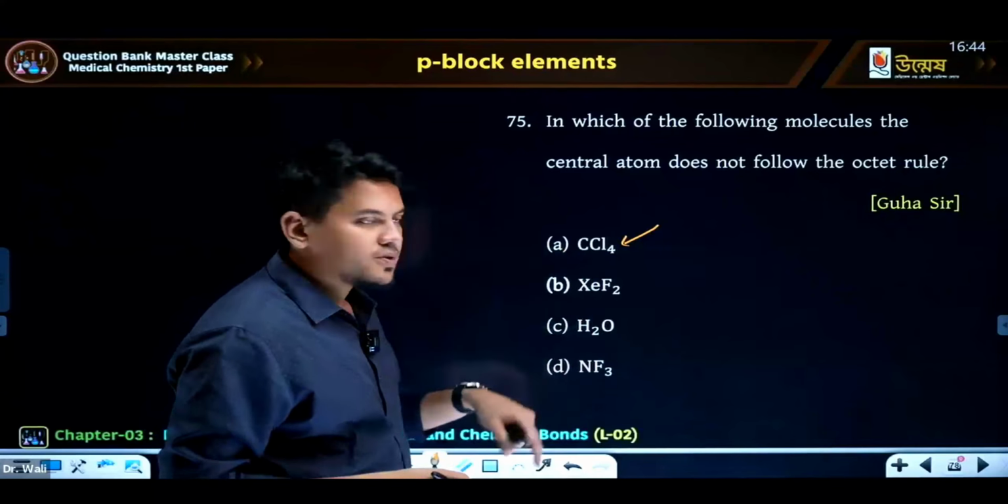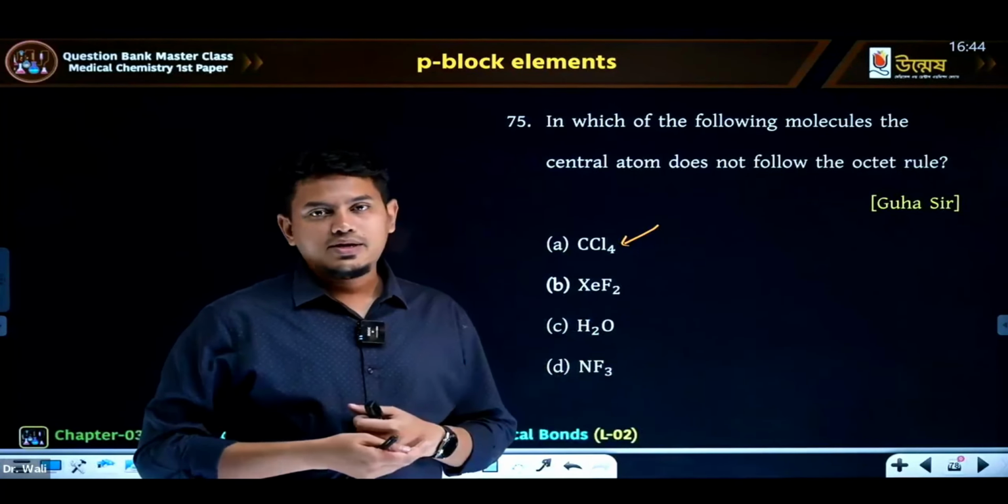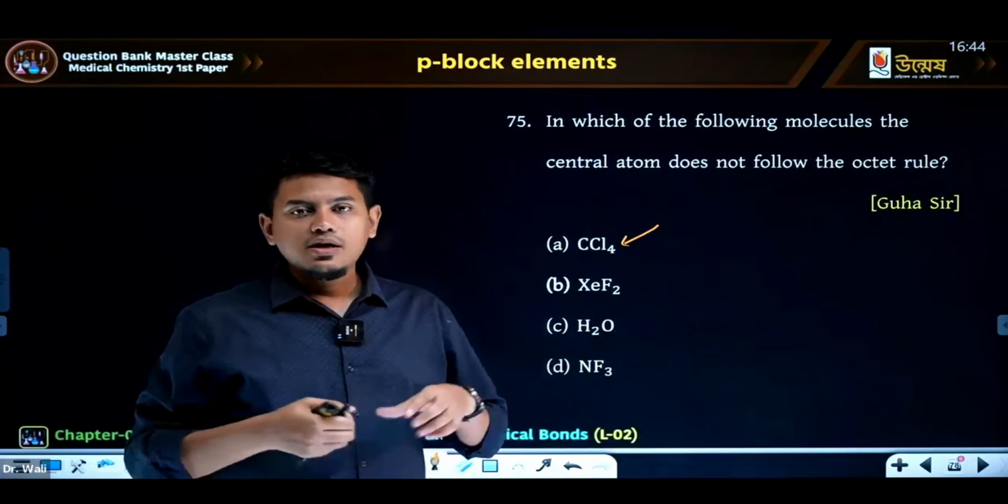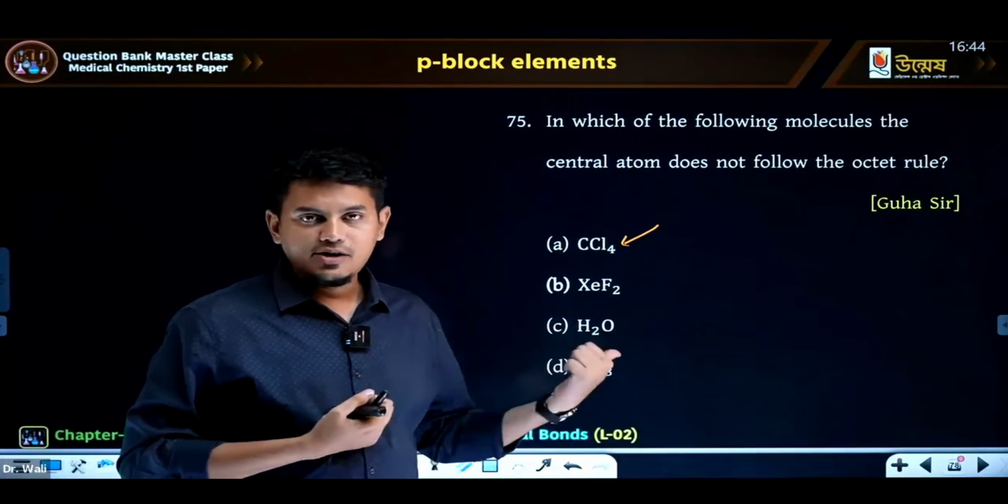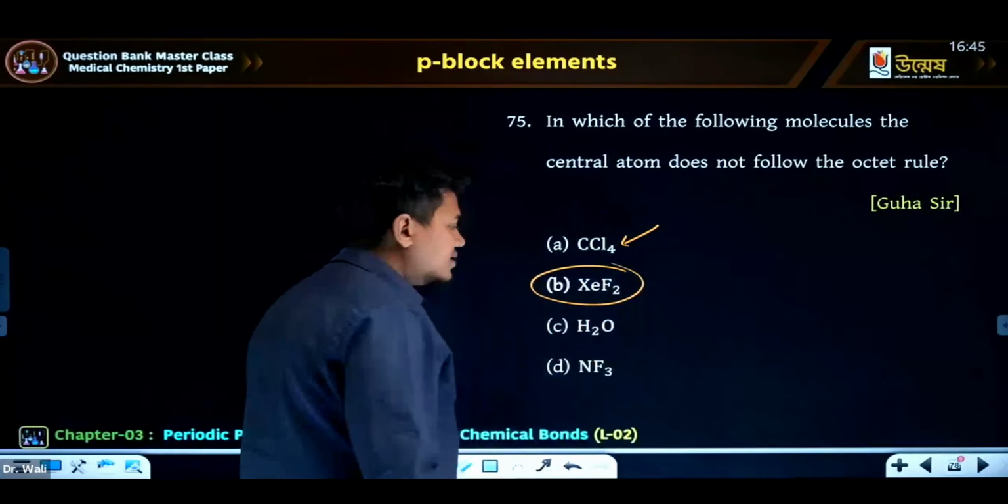So here the octet is complete. In the case of water, hydrogen requires only 1 electron and oxygen requires 2 electrons, which are shared from the hydrogen. So here the octet is complete. In nitrogen trifluoride, nitrogen carries a lone pair of electrons, and the rest, 3 pairs of electrons, are obtained for sharing in covalent bonds. So the total number of electrons in the valence shell is 8 for nitrogen as well. Lastly stays xenon.